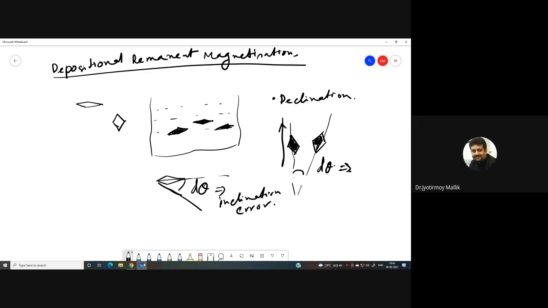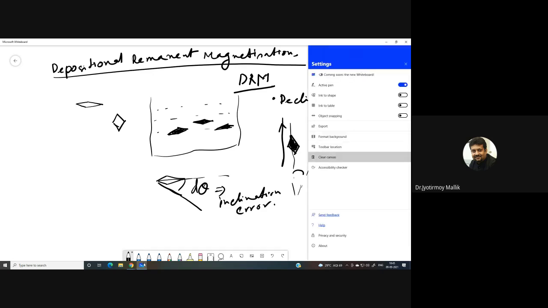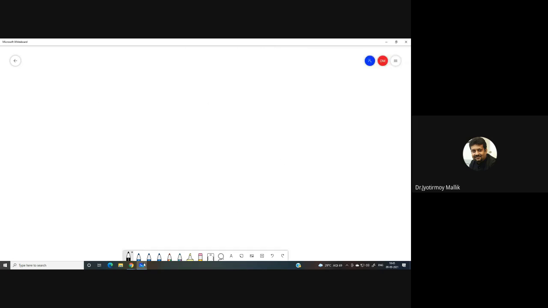So always when you do DRM, or depositional remnant magnetization, this is its short form. The short form for thermoremanent magnetization is TRM. Similarly, this is what we call DRM. We must take into account the declination and the inclination error, and there are processes by which you can get rid of them to the best you can. But there is another type of DRM which nullifies this effect to some extent, and that is what we call post-depositional remnant magnetization.